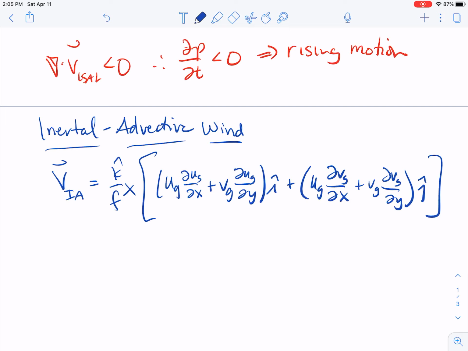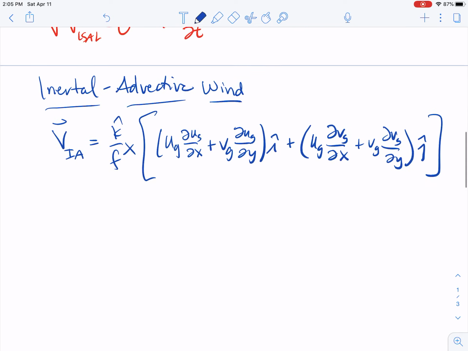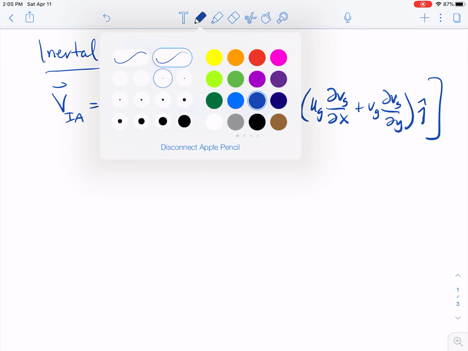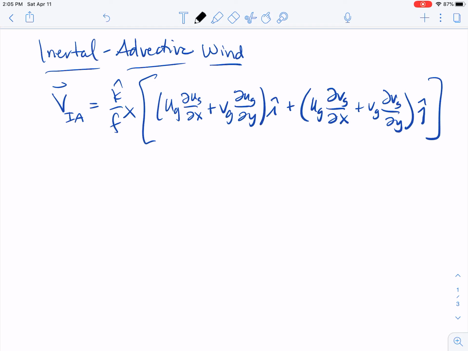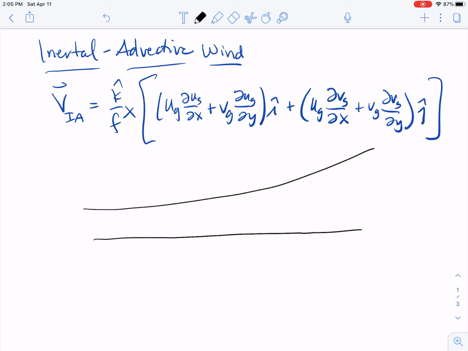Okay, well this is great. But let's go ahead and look at a drawing related to our inertial advective wind. Let's look at a diffluent zone. Maybe this is 300 millibars, and we have our normal diffluent zone, 912, 924, 936. What we're really curious about is what's going on in this diffluent zone here, and we're going to look at it just along this 924 contour.